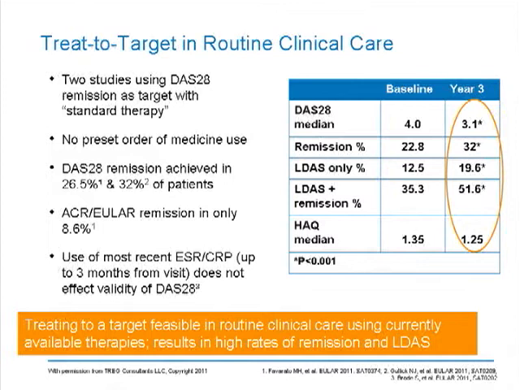That's important for a clinical practitioner who is trying to calculate a DAS and doesn't have an ESR or CRP that day. If you take a look at the table, what you can see is that using standard therapy, at year 3 versus baseline, there was a significant decrease in the median DAS 28, percent of patients in remission, patients reaching LDA, low disease activity or low disease activity and remission, and a change in the HAQ. So the conclusion of these authors was that treating to target is feasible in routine clinical care using currently available therapy, and it does result in high rates, or at least higher rates, of remission and low disease activity.